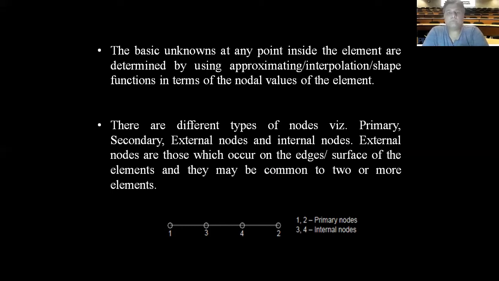There are different types of nodes: primary, secondary, external and internal nodes. The external nodes are those which occur on the edges or surface of the element, and they may be common to two or more elements. You can see the example of primary and internal nodes, where 1 and 2 are the primary nodes and 3 and 4 are the internal nodes.